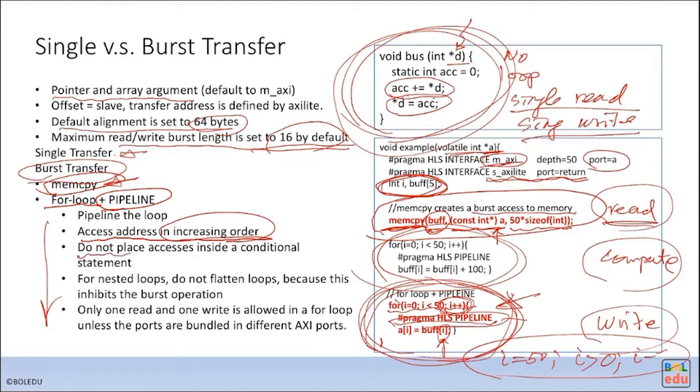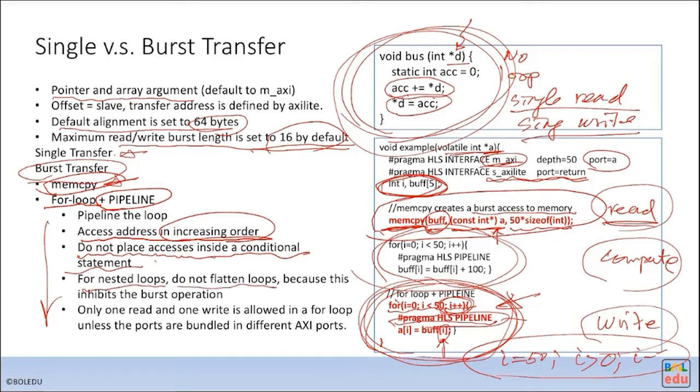Also, don't put the SS inside a conditional statement, because for burst SS you cannot have a conditional. Say, I want to read this address and not read in the next loop. So when the HLS detects a conditional access, you cannot do the burst. And also, if you have a nested loop, do not flatten the loop.